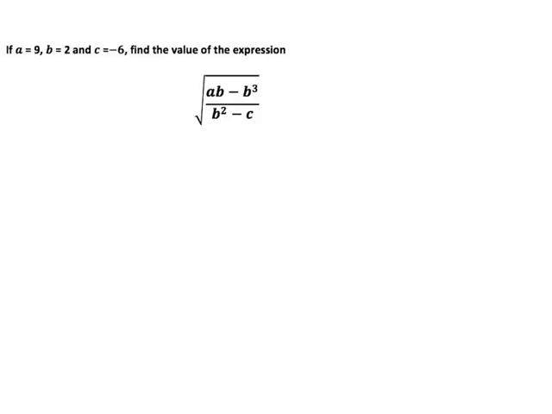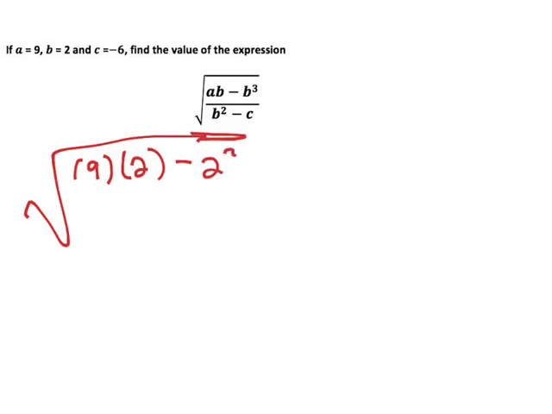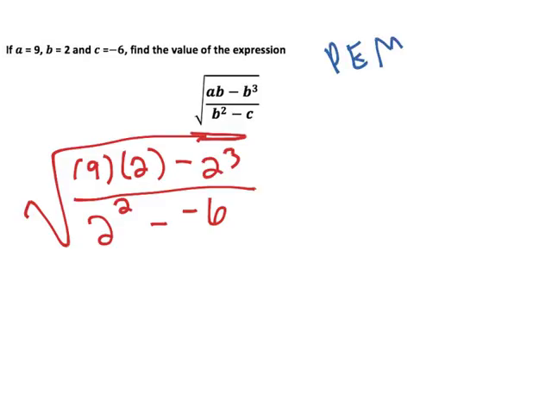Alright, now this one is if A equals 9, B equals 2, and C equals negative 6. Find the value of the expression. So I'm going to rewrite it. Okay, A is 9, so I have 9 times 2 minus 2 cubed being divided by 2 squared minus negative 6. Okay, so let me remember my PEMDAS.